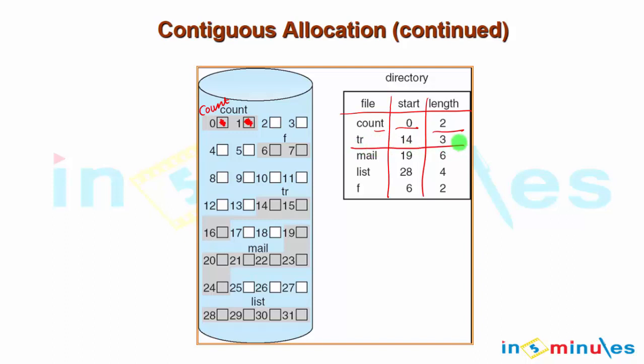Similarly, if we talk about file tr, we would go through one simple way. It starts in block 14 and has a size of 3. Let's see, block 14 and size of 3. So this would belong to file tr, as it is shown over here. Similarly, other files can be read.